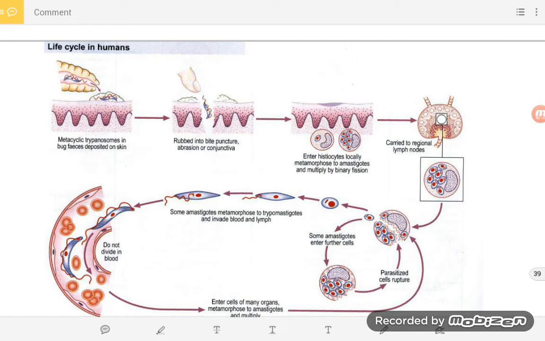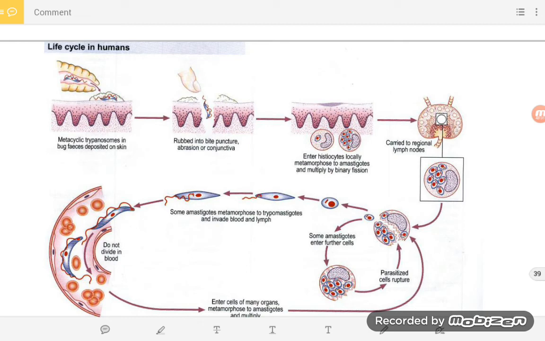Immediately the metacyclic trypomastigote form is engulfed by the macrophage and becomes the amastigote form. So in humans, with Trypanosoma cruzi, you can see the amastigote form, but in the case of Trypanosoma brucei, you cannot see the amastigote form, right? Remember that, right? Then it goes to the lymph nodes. In the lymph nodes, this amastigote form or macrophage again undergoes morphological changes.